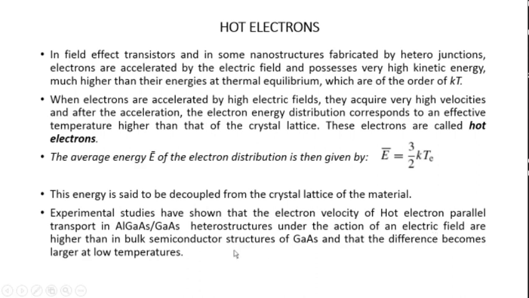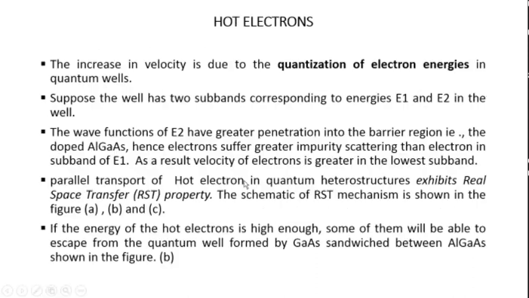The experimental studies have shown that the electron velocities of hot electrons in parallel transport in aluminum gallium arsenide heterostructures under the action of an electric field are much higher than in bulk semiconductor structures of gallium arsenide, and that difference becomes very predominant and higher at low temperatures.